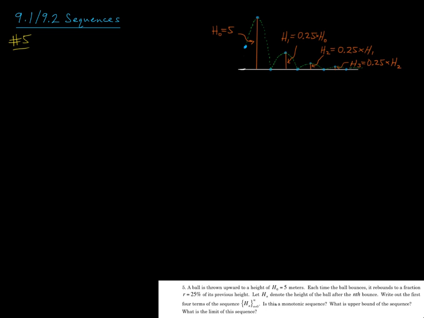And then it asks, is this a monotonic sequence? And what's an upper bound of the sequence? Or this should say, what is an upper bound of the sequence? And then lastly, what is the limit of the sequence?